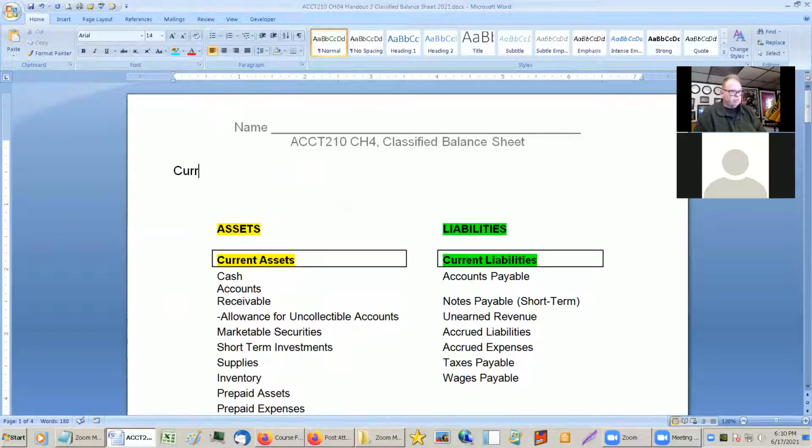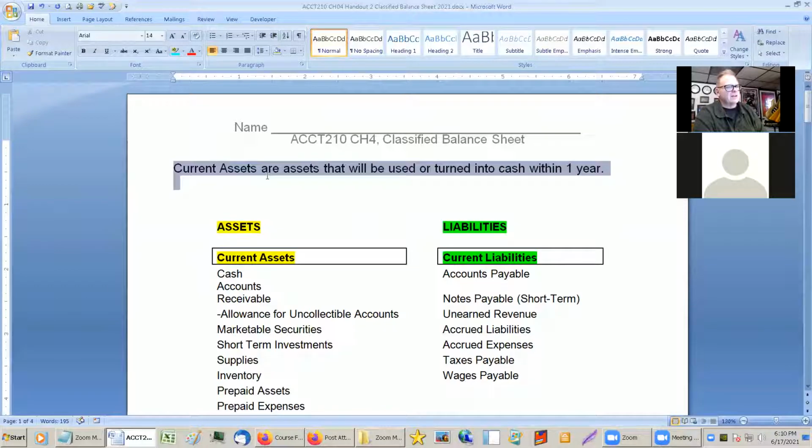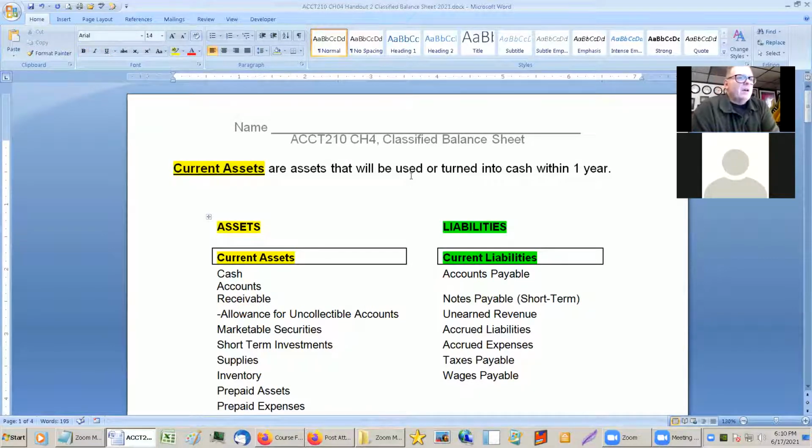Okay, current assets are assets that will be used or turned into cash within 1 year. So current assets, our assets that will be used or turned into cash within 1 year. So this is sometimes considered what we call the short-term assets. These are short-term. In the next year, these are going to be used or turned into cash.